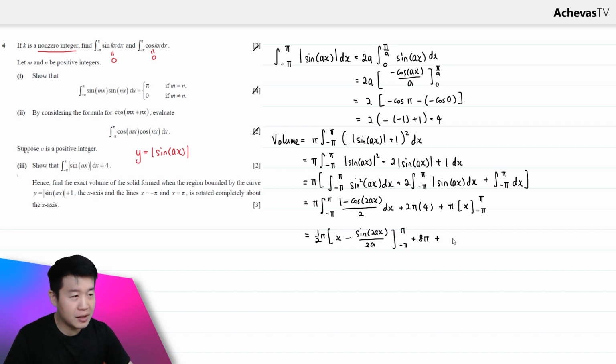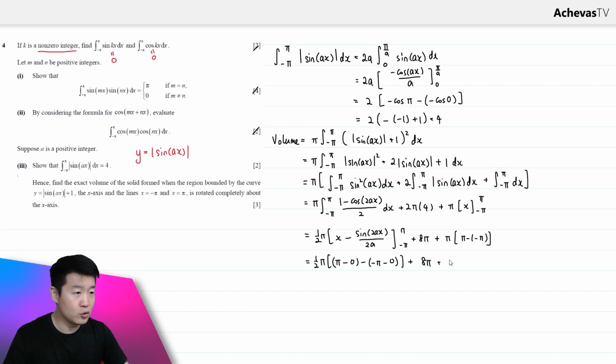So I have 8 pi here, then this is going to be pi of pi minus pi. I will have a half pi, then substituting this in, it is pi minus, I have a sine of 2a pi. Okay, sine of an integer multiple of pi is always going to be equal to 0. So I have a 0, then minus pi. And again, when I substitute minus pi into here, sine of an integer multiple of minus pi is still going to be equal to 0. So I have a 0 again. Then plus, this is 8 pi.